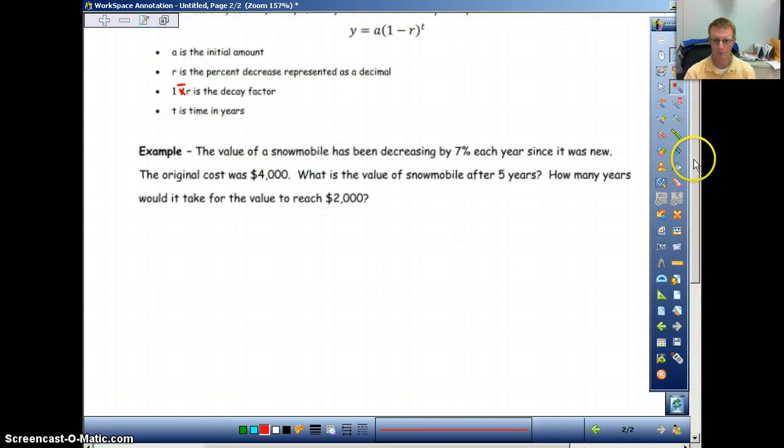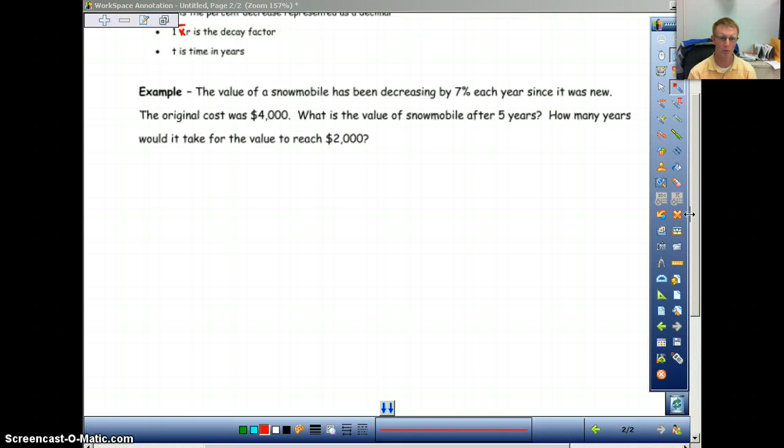It says, the value of a snowmobile has been decreasing by 7% each year. That's our decrease rate. Okay, the original cost was $4,000. That's our initial amount. 5 years, that's the time. Okay, so what is the value of the snowmobile after 5 years? Well, we use our equation.